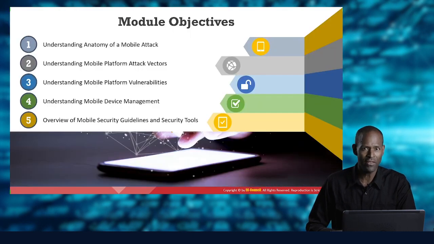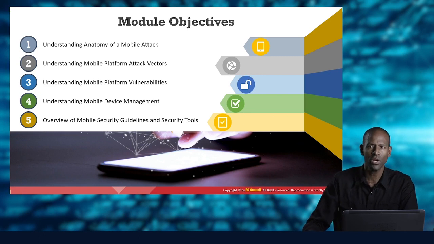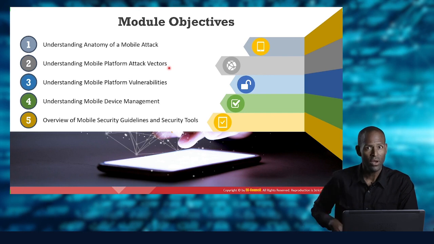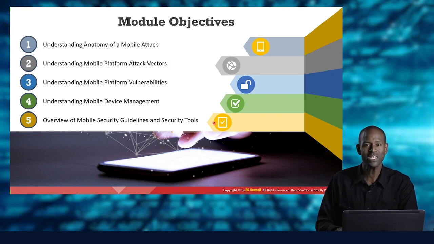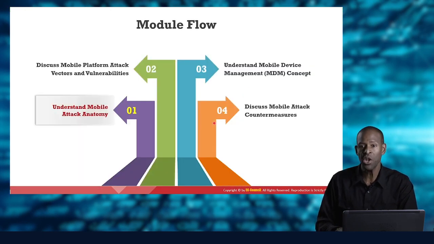So what we're going to be looking at in this module are several things. Number one, we're going to start off looking at the anatomy of a mobile attack. We're going to look at the different platforms for mobile devices and the vectors of attack. We're also going to be looking at vulnerabilities for mobile platforms. We're also going to drop down and look at MDM, mobile device management, that we find in businesses and enterprise organizations. And then we're going to have a look at security tools that we can use to safeguard our devices in terms of mobile security. Let's get started on looking at and understanding the anatomy of a mobile attack.